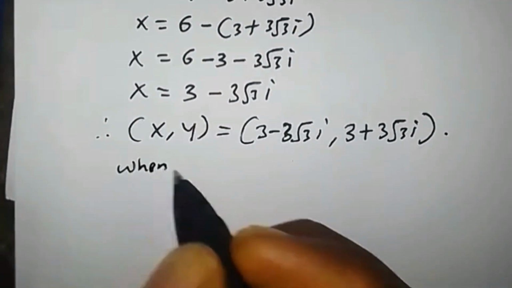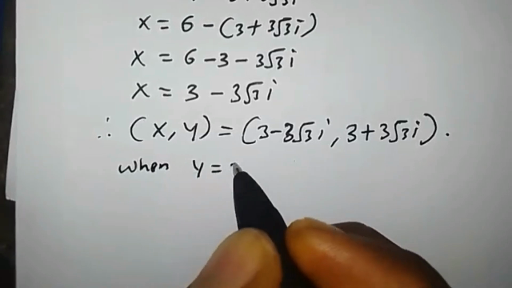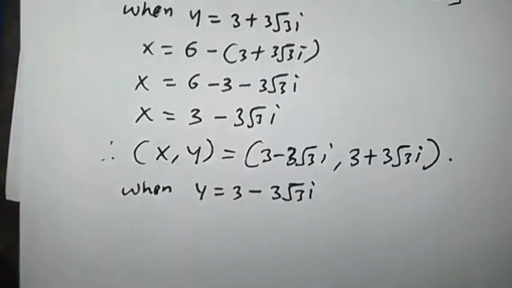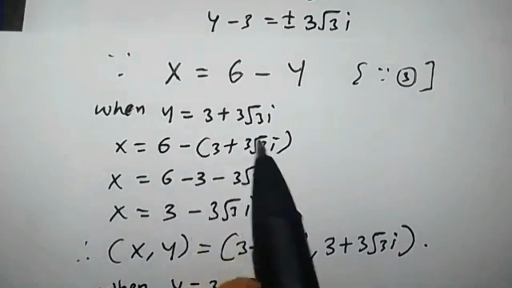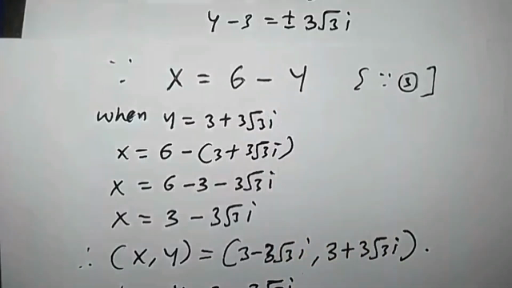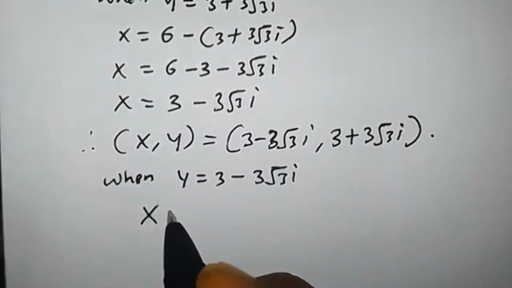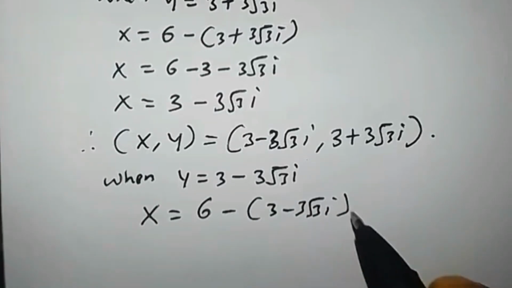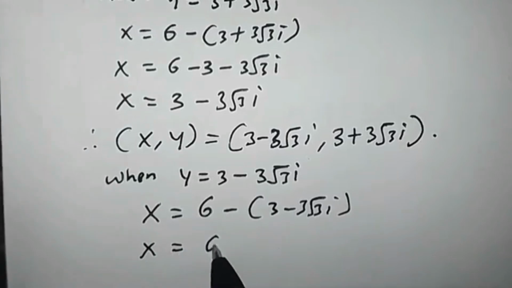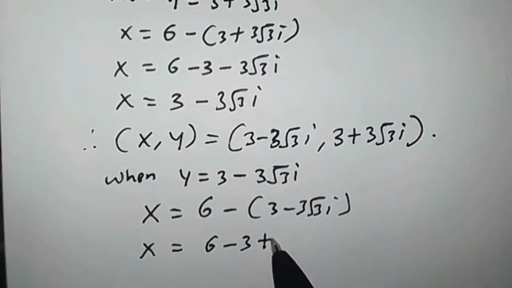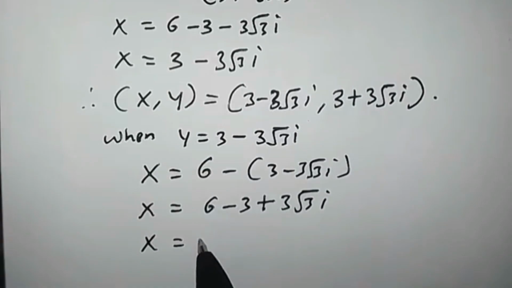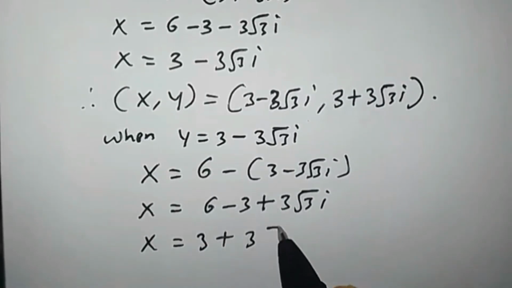When y is equal to 3 minus 3 root 3i, we're going to do the same thing as we did for when y equals this, by plugging it into this expression. So that will be x equals 6 minus 3 minus 3 root 3i. X equals 6 minus 3, minus times minus is plus 3 root 3i. X is equal to 6 minus 3, 3 plus 3 root 3i.